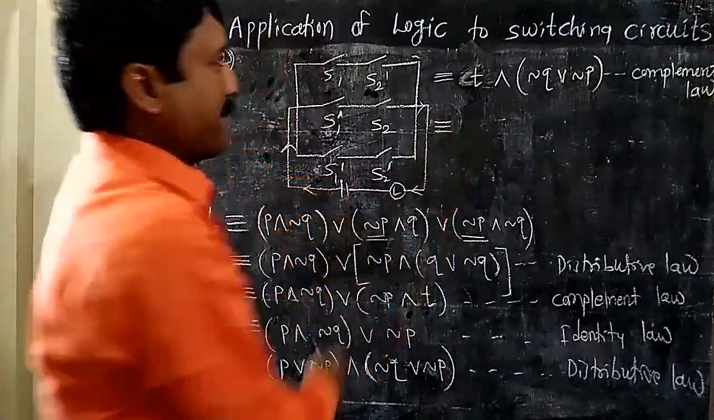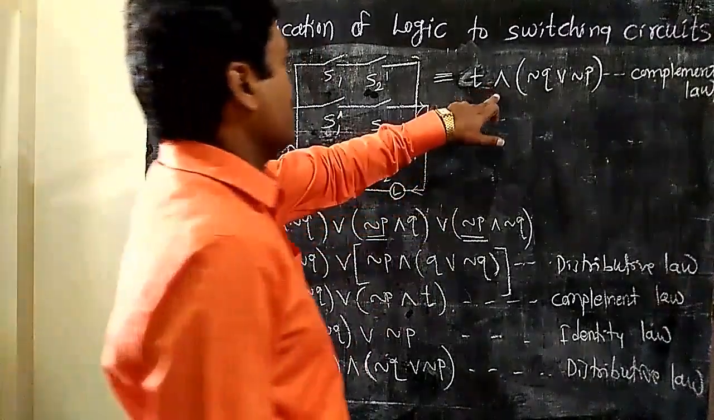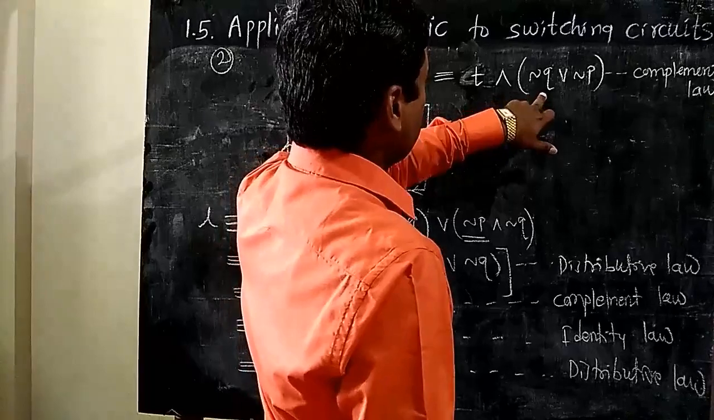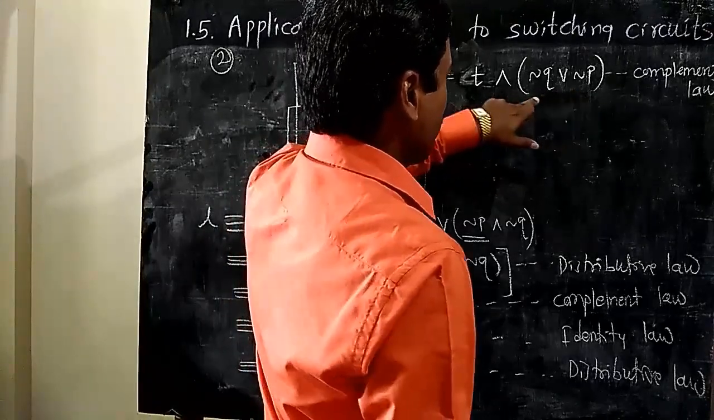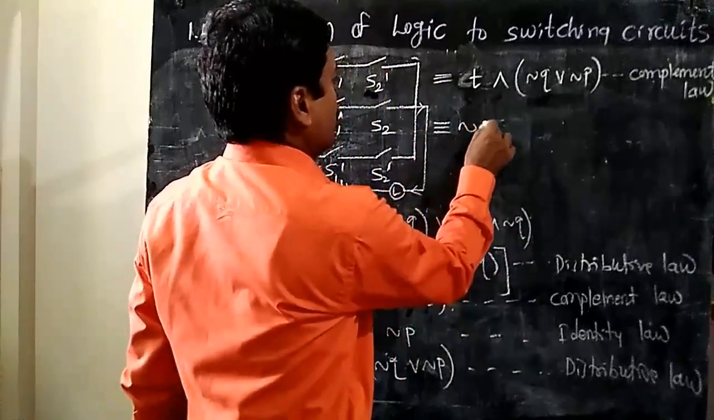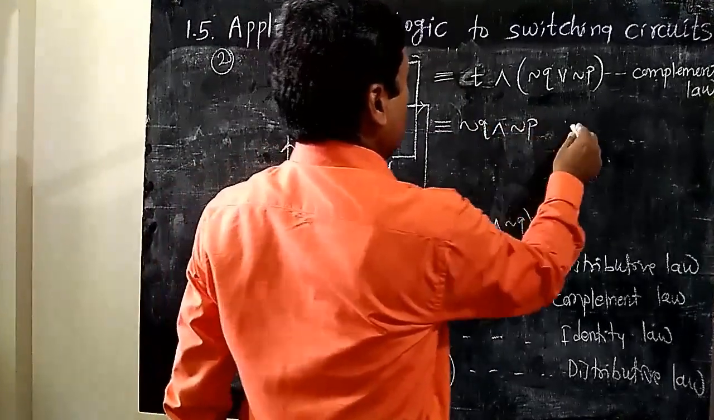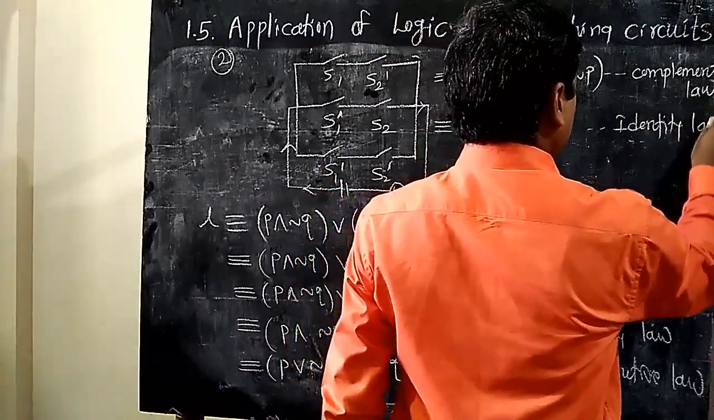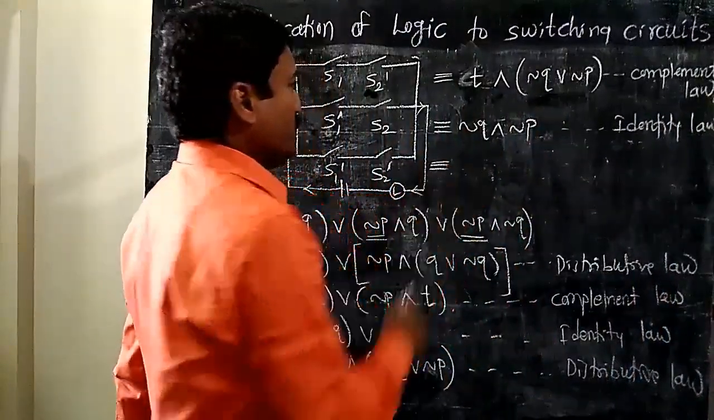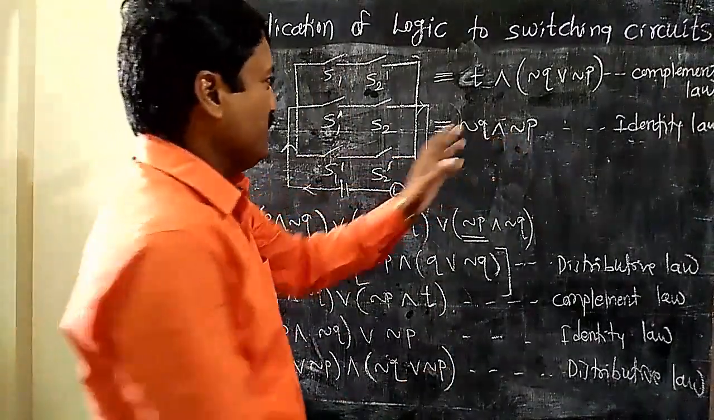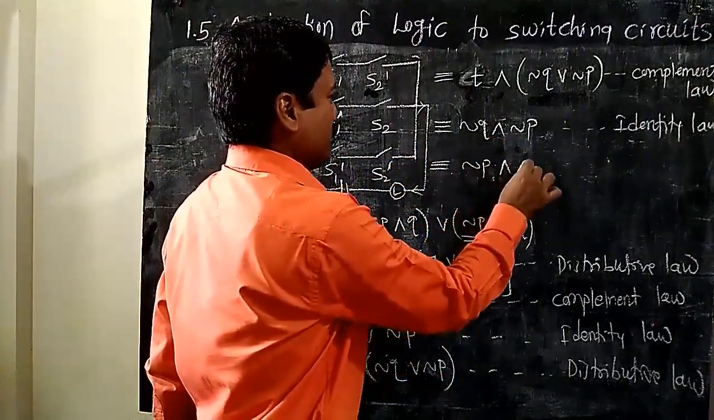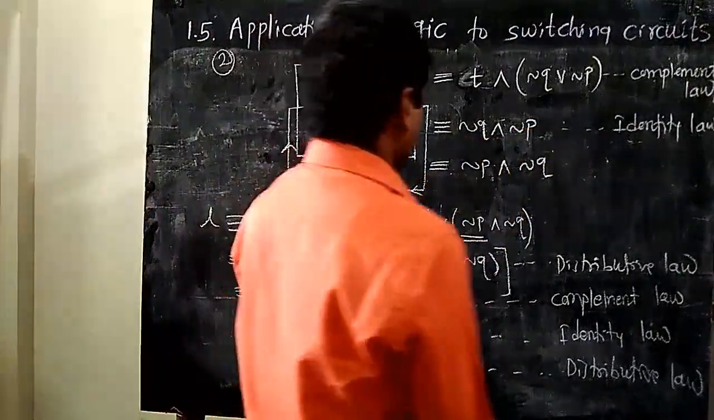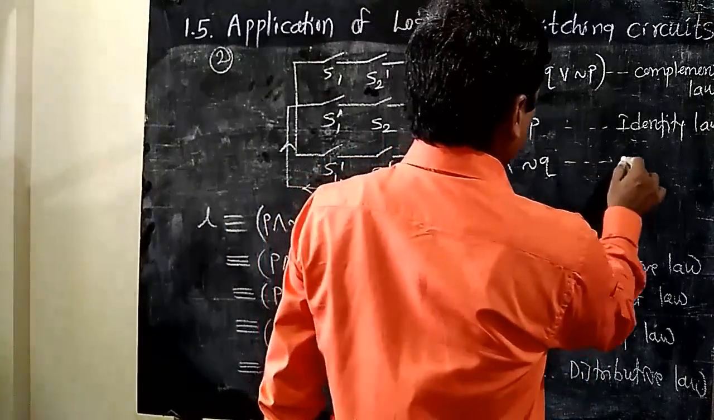Now it is equivalent to tautology in conjunction. In a conjunction, the truth value depends on the other statement. So we get negation Q or negation P. This is again by the identity law. So it is equivalent to negation P and negation Q. Just for convenience, we are changing the positions of P and Q, and this is my commutative law.